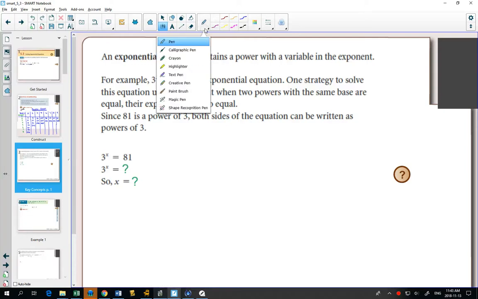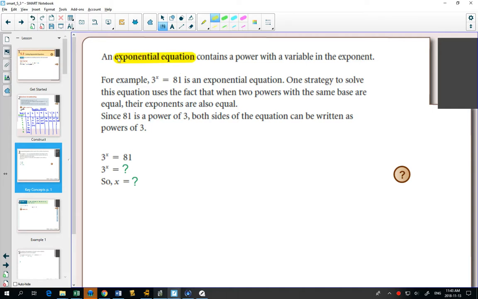We are going to learn about exponential equations. I feel like I'm not going to like that. I think you are going to like that. So an exponential equation is when you're solving for x in the exponent. Like they have 3 to the x equals 81. What's x? 4. X is 4.